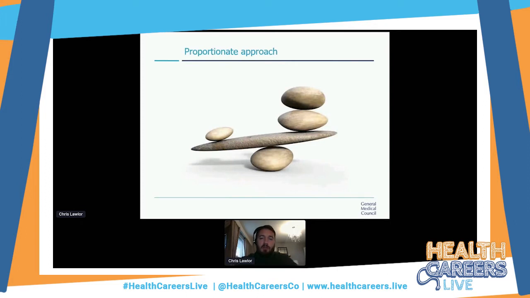The new guidance, and the reason that the guidance was updated, was because we wanted to take a much more proportionate approach to decision making and consent. Previously, we had guidance in place and we expected doctors to be following all aspects of that guidance. But what we have realized is that decision making and consent is a very complex area, and it's not always going to be areas that you can cover in terms of the guidance.